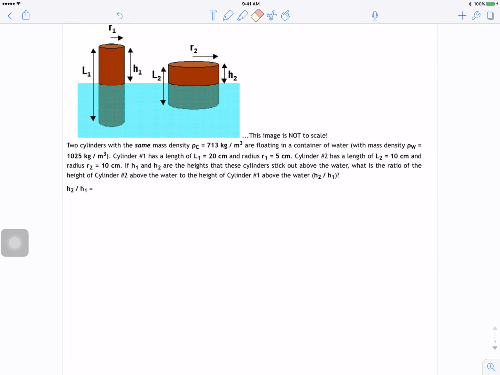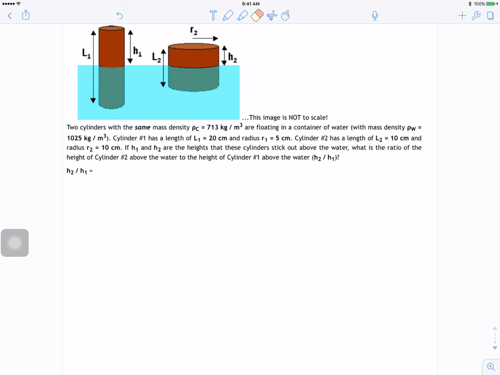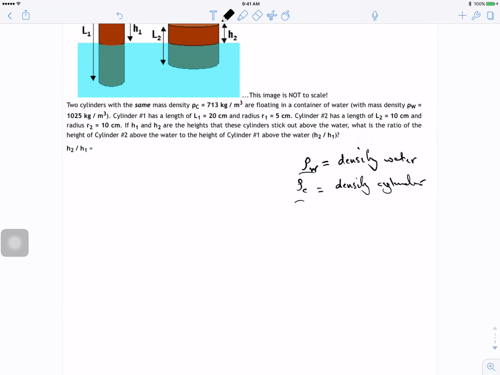So let's just get things cleared up. I'm not going to use any of the numbers in here. We're just going to use two numbers because most of the stuff is going to cancel. But let's be clear on a couple of things, the variables. So PW means the density of the water. PC is going to be the density of the cylinder. And then you just figure out L1 and L2. I just need to make sure these are clear. Okay, density.